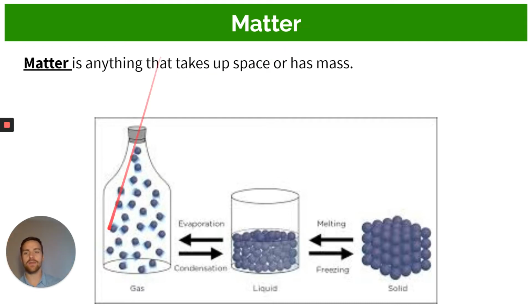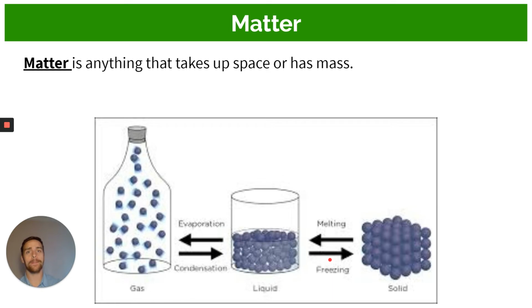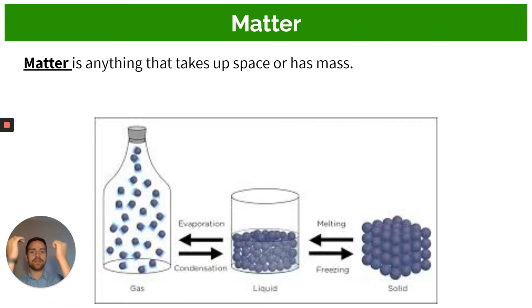Examples of matter: any gases, liquids, solids. Those are all examples of matter. So all I want you guys to take away is it takes up space and it has mass. Mass is another word for weight. Okay, so it takes up space, has mass. Just remember that. Nice dance move. Takes up space, has mass.